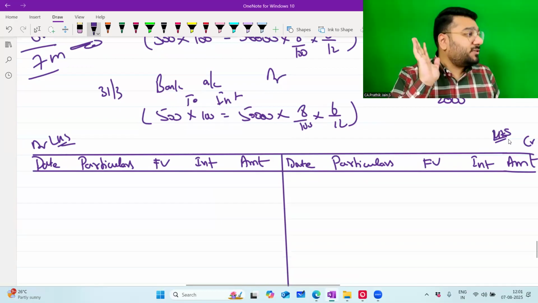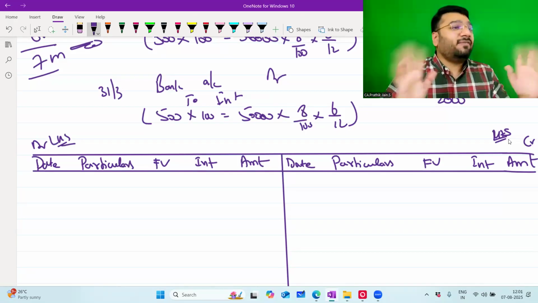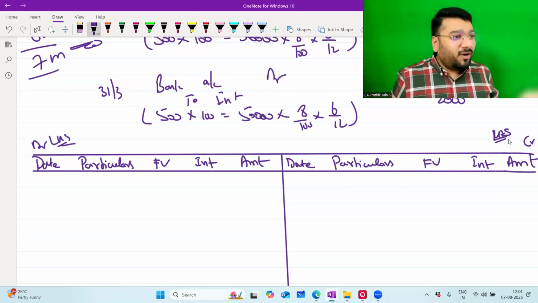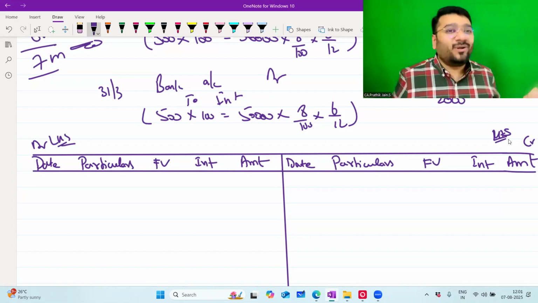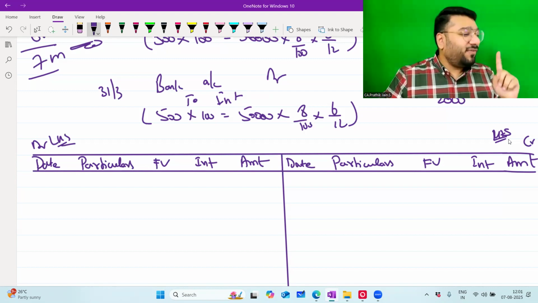Now, same thing you will do now. You'll take a fresh page. Left hand side, how many columns? 1, 2, 3, 4, 5 columns. Right hand side, 5 columns. Do it fast.